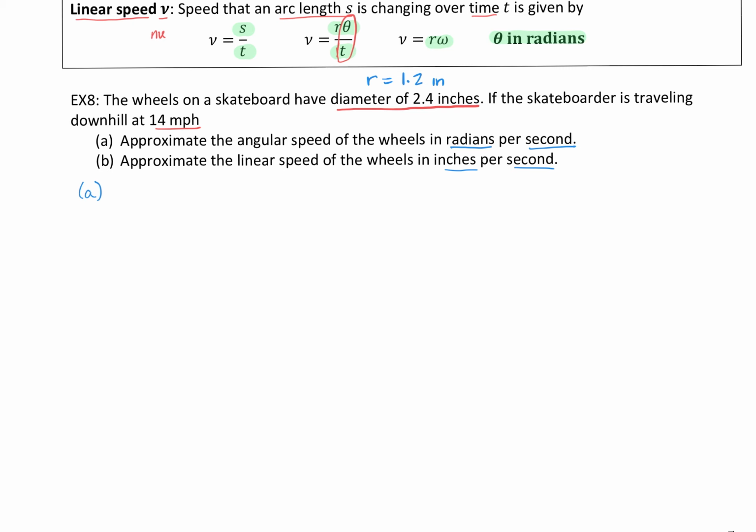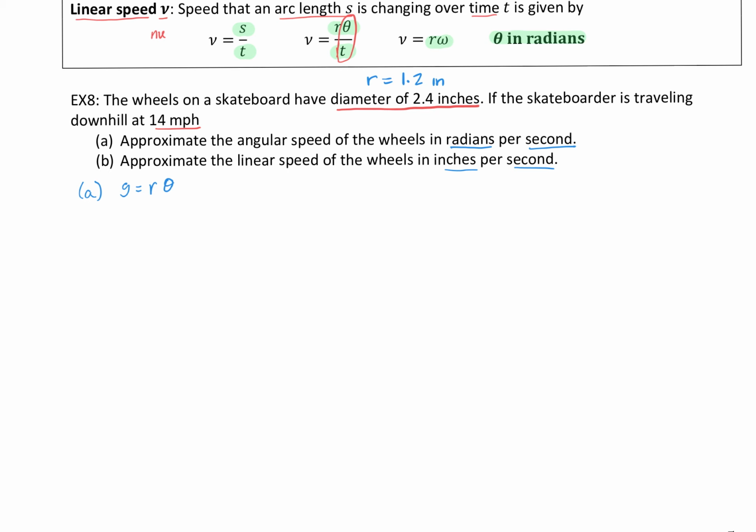In part A, I need theta. Nowhere in the information that I was given is there a theta. So I'm going to actually have to go back, and this is often the case in these types of problems, and go back to my arc length formula, which is r times theta. Because I have r, and I actually have the arc length. It's that 14 miles per hour. The 14 miles is a distance.